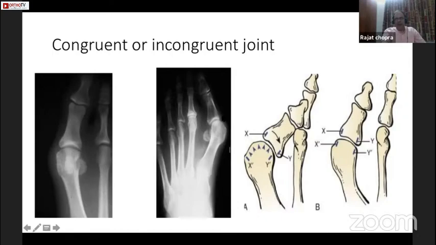Now look at this picture or this one. There is uncovering of the head on the medial side of the first metatarsal, so it has moved downwards. The joint is subluxed, so this joint is not congruent. So if you are planning to do something surgically for this case, you have to bring this joint from an incongruent position to a congruent position.